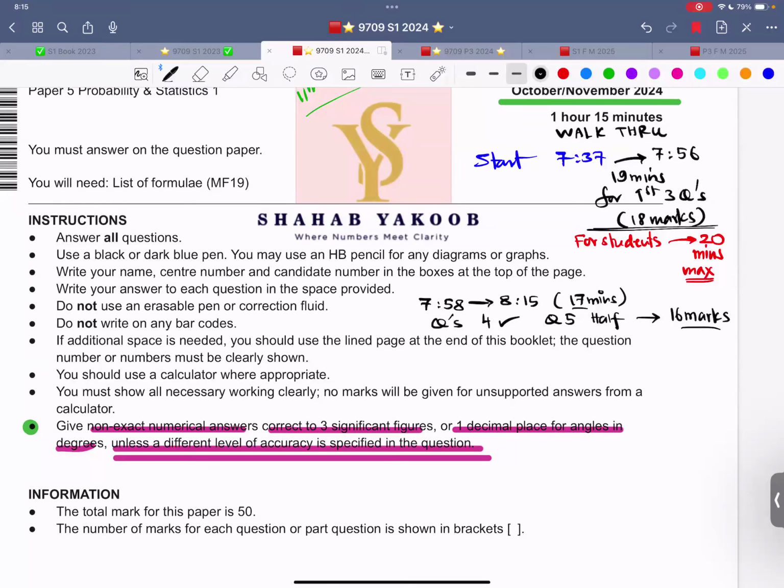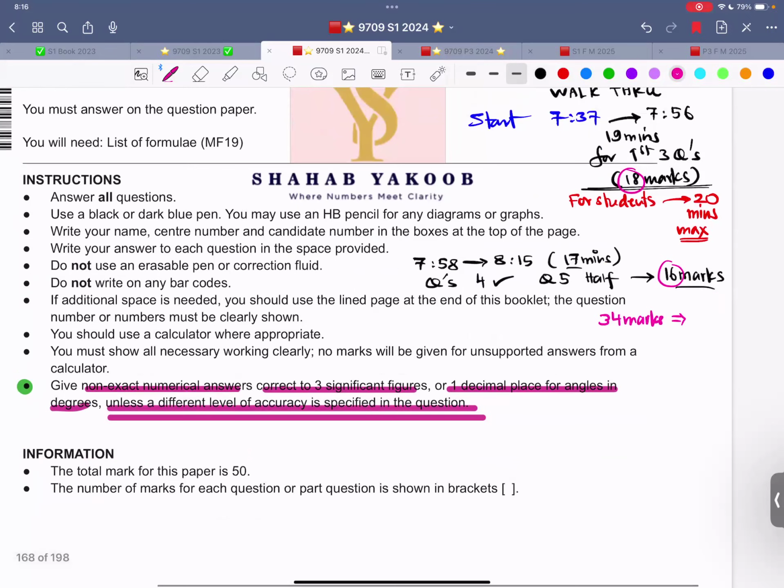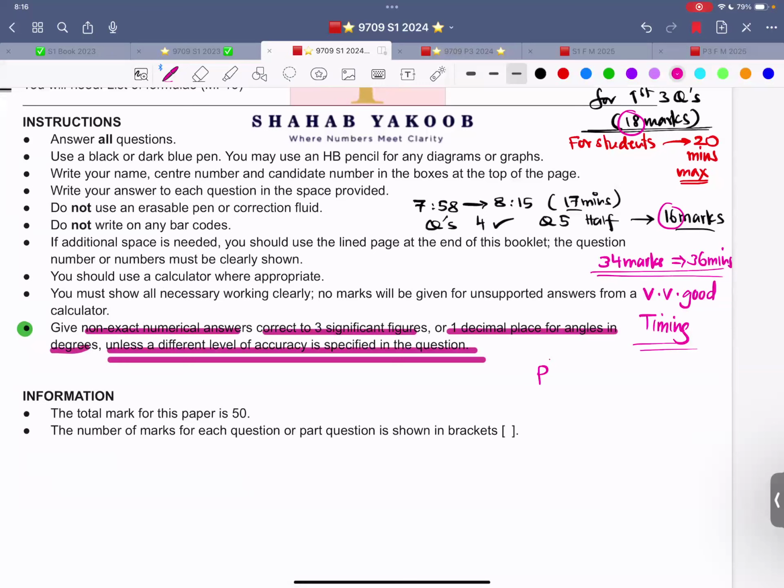So now let's look at the total. So this is 18, this is 16, that is 34. So now 34 marks. And the corresponding time is how much? That is 19 and 17, 20, and this thing 36 minutes. So that is a very, very good approach, the timing. That is all good. Now, if you have comfortably played with 34 marks, now you are very, very safe.